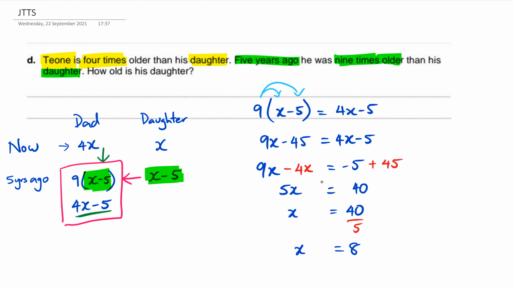So x was the daughter's age, so we can say the daughter is 8 years old. Now it's a really good idea to go back and check your answers to see if they work out. I'm going to write this in a different color. If the daughter was 8 years old, then dad is 4 times 8, which is 32. Seems all right. That means 5 years ago, the daughter was 8 minus 5, which is 3 years old, and 9 times 3 is 27. And 32 minus 5 is also equal to 27.